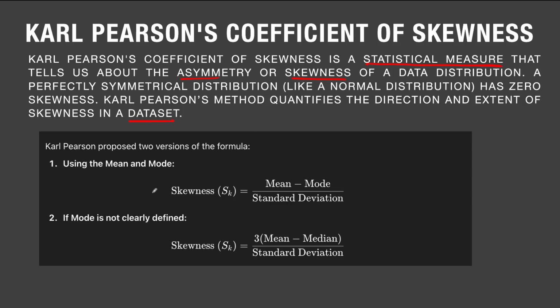Now I'll take you to the two formulas. If mean and mode have been mentioned, then you can use the formula mean minus mode whole upon standard deviation. If mode is not clearly defined, or if mode is not available in the data, then you have to use 3 times mean minus median whole upon standard deviation.